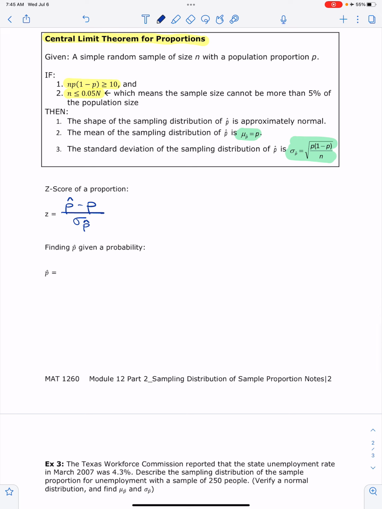Okay, finding p hat. This should have been above before we did it. Space wasn't working out. So our x is our number of occurrences, and our n is our sample size.